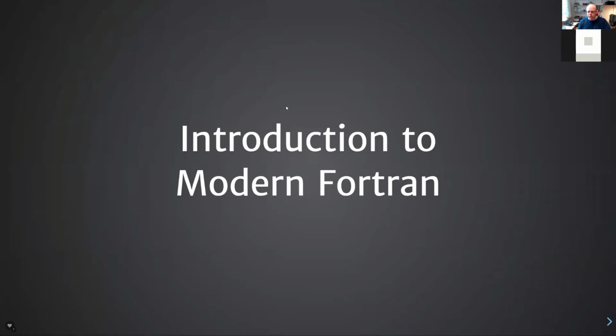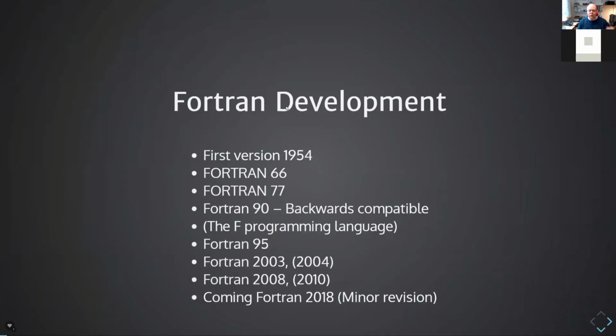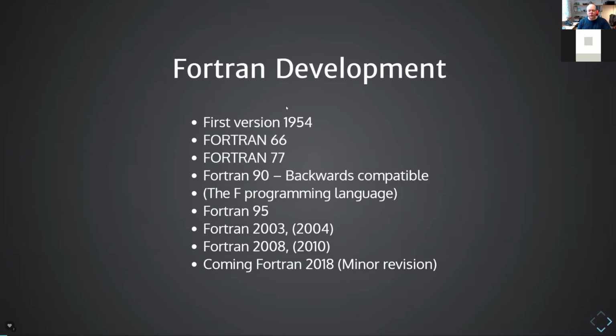So, okay, with Fortran, you have to start with some history. Fortran is one of the oldest programming languages ever. If we look at the history here, the first version of Fortran was developed already in 1954. And it has a long tradition of standardizing its language. So we have Fortran standards like Fortran 66, 77, and we had a major update with Fortran 90, which was largely backwards compatible with the older Fortran standards.